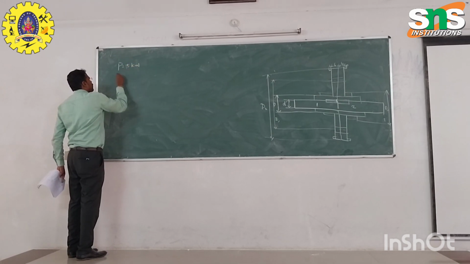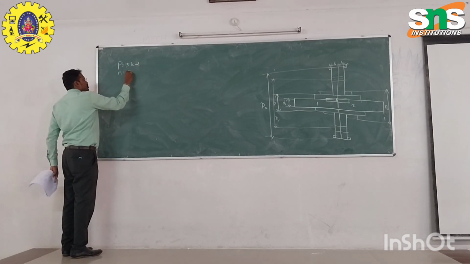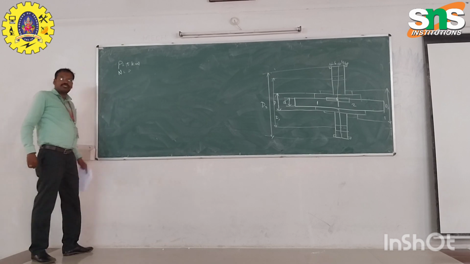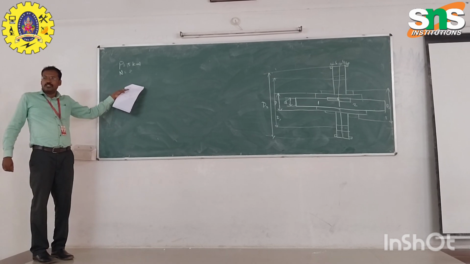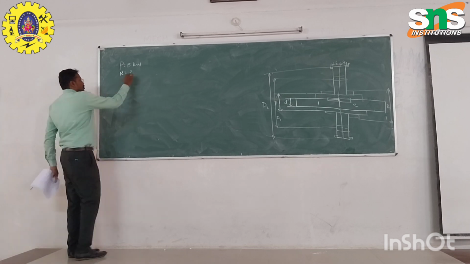What is the speed? Small n and capital N. Always speed is in terms of RPM. What's the value? 200.